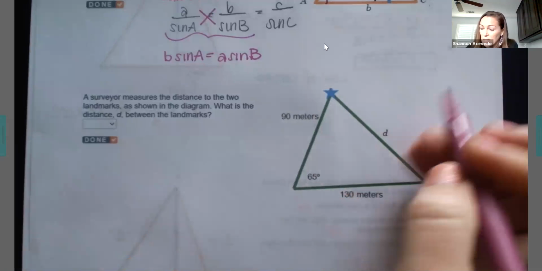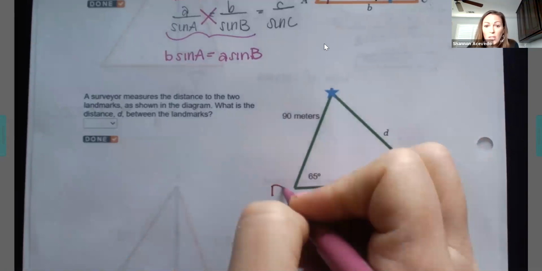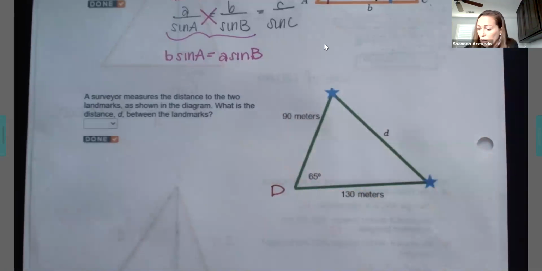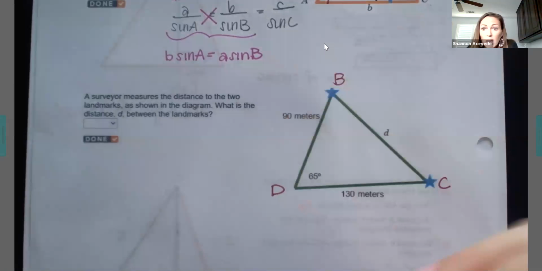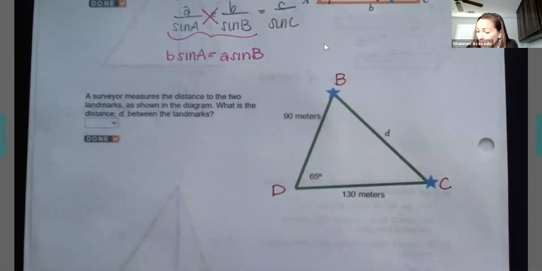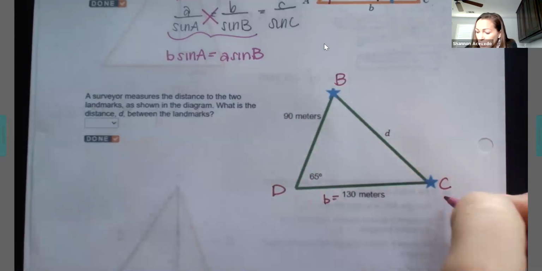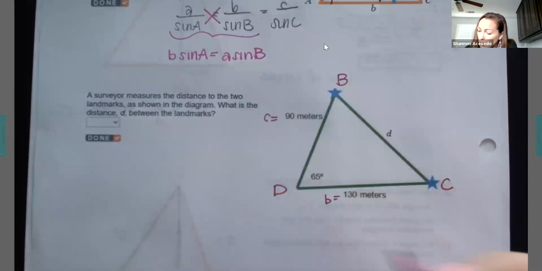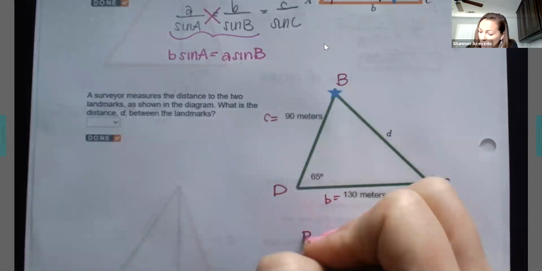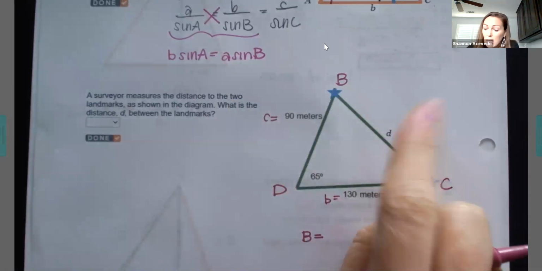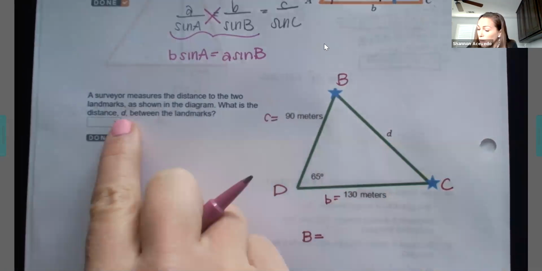This is a variable D, so across from it, I'm going to call this D. I'm just going to call this triangle BCD. I'm making up the other variables. So this would be my side B, this would be my side C. And the reason why I do that is because I know I'm going to be solving something in this triangle. I'm probably looking for this D. That's what it's going to say right here.